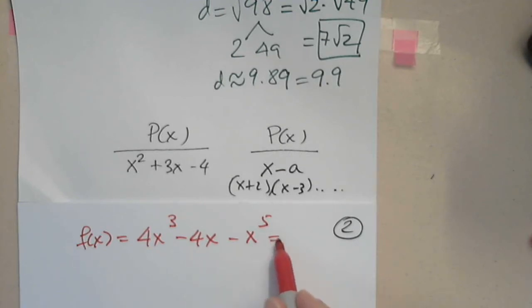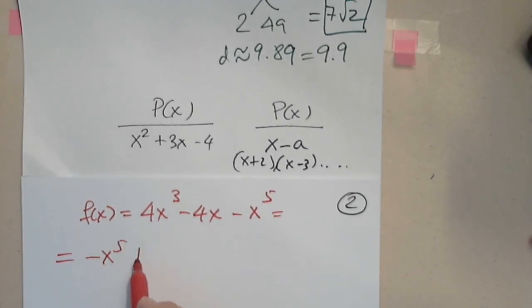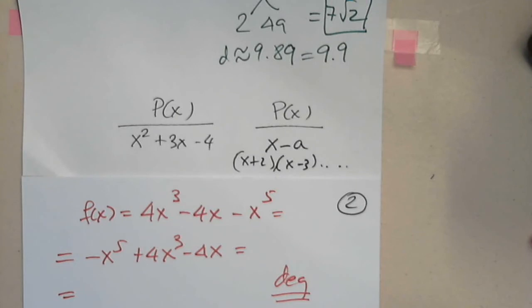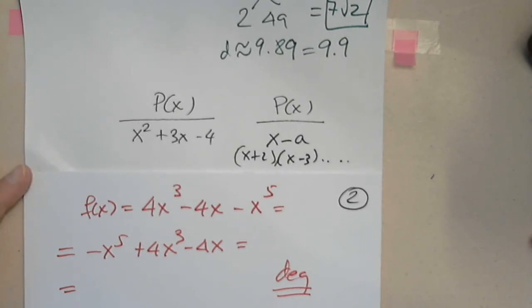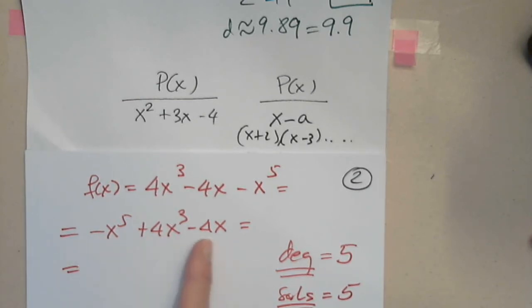Yes. Okay. So first of all, I see that this is not arranged in the correct order. So it's negative x to the fifth plus 4x cubed minus 4x. Then I realized that the degree is negative, the degree is 5. Good. So how many solutions? 5. Perfect. So I see that the leading coefficient is indeed negative, and I see that these three terms have a common factor, so I will factor out negative x.